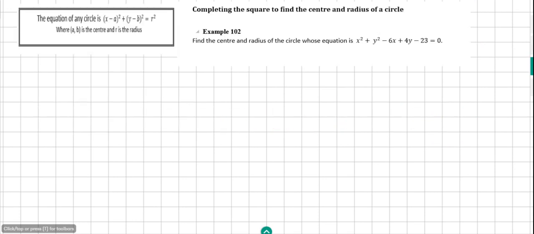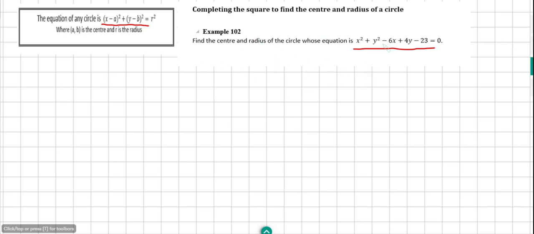Often what will happen is we'll get an equation which won't be written in this form, and we'll have to use the completing the square method in order to get it into this form and then work out what the center of the circle and the radius are. We can see this example here. This is a circle, but it's not obvious what the values of a and b are, or the value of r, in order to give us the radius. So what we need to do is put it into that format.